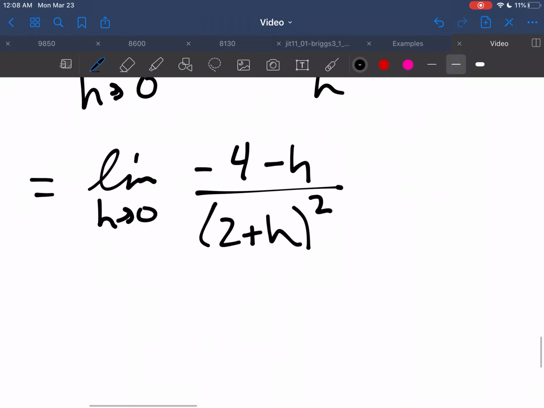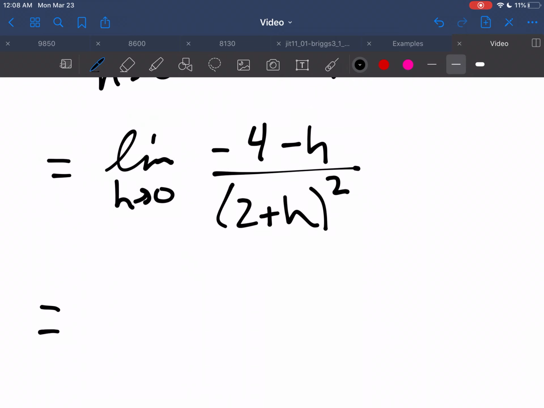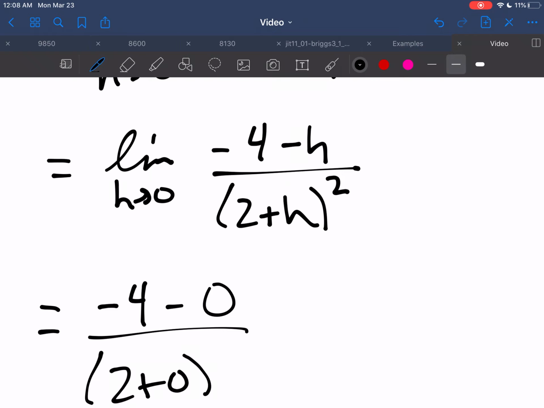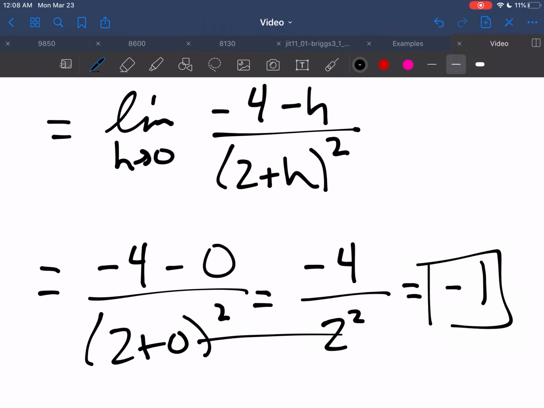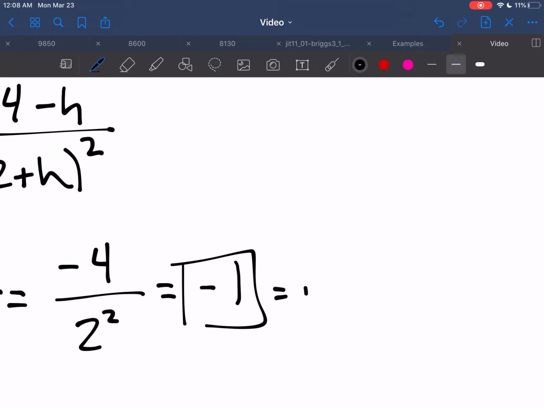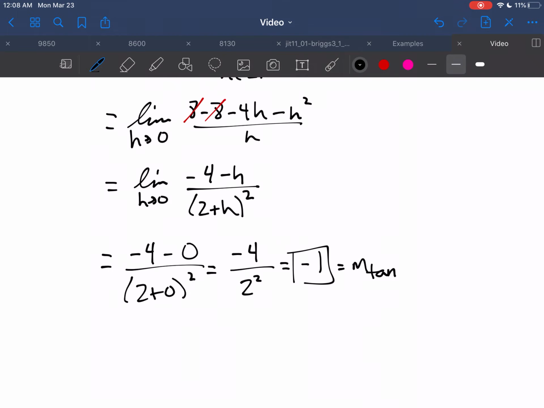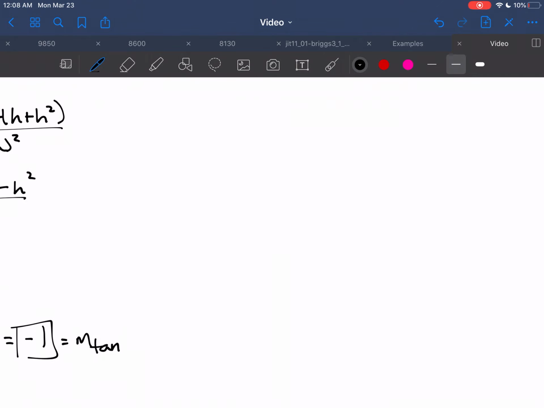which I can then evaluate. So I can plug my 0 in, and I get negative 4 minus 0 divided by 2 plus 0 squared, which is equal to negative 4 over 2 squared, so negative 1. And that is our m tan, our tangent, the slope of that tangent line. Okay, so I can then use that, and we can find our equation.